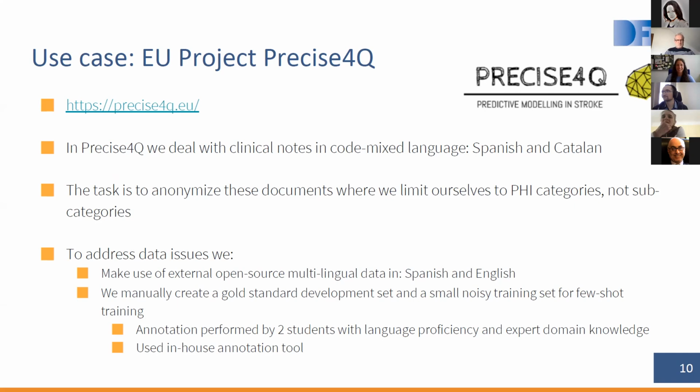In order to make this data usable in our project, we started together to use our tool for anonymizing the relevant information. To address this issue and apply it to our tool, we use external open source multilingual data that is available in Spanish and English. Then we created, as part of our project, a gold standard development set and a small, noisy training set for few-shot training. I will say a bit more on this small corpus.